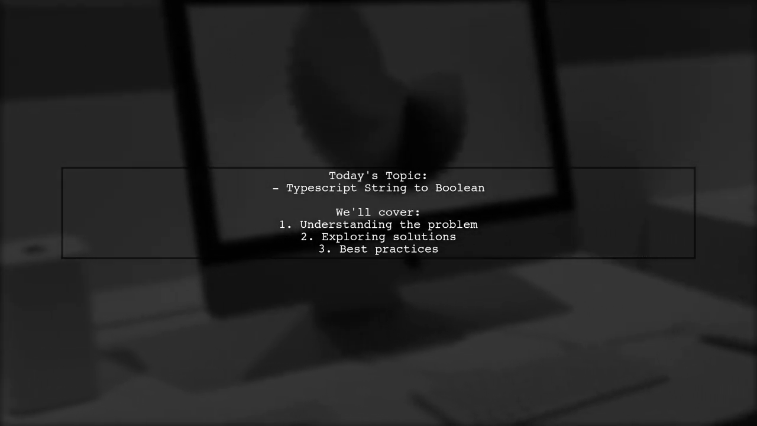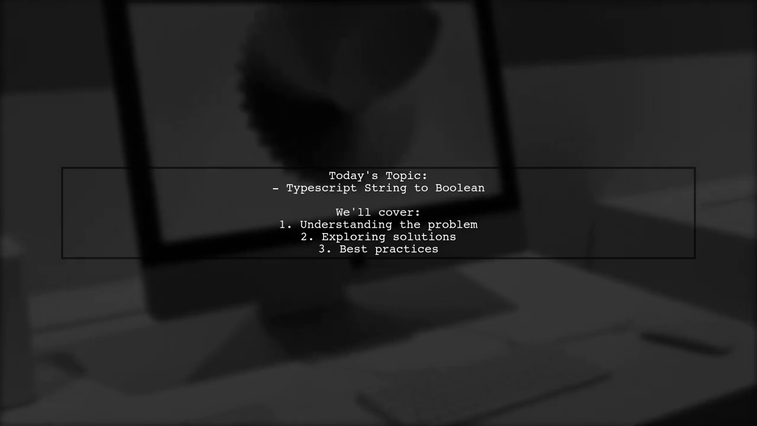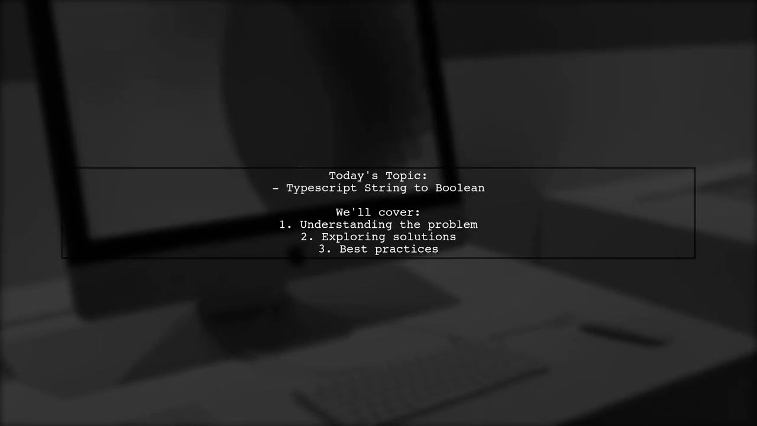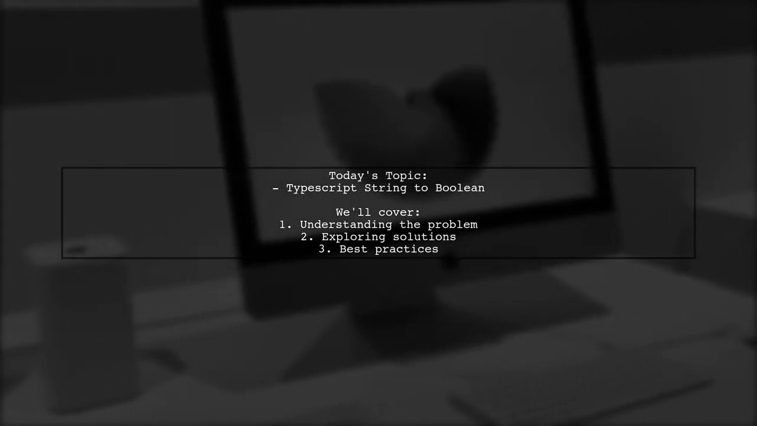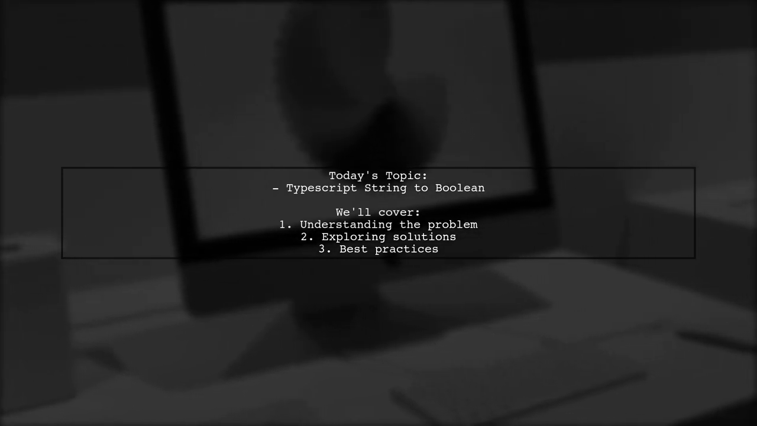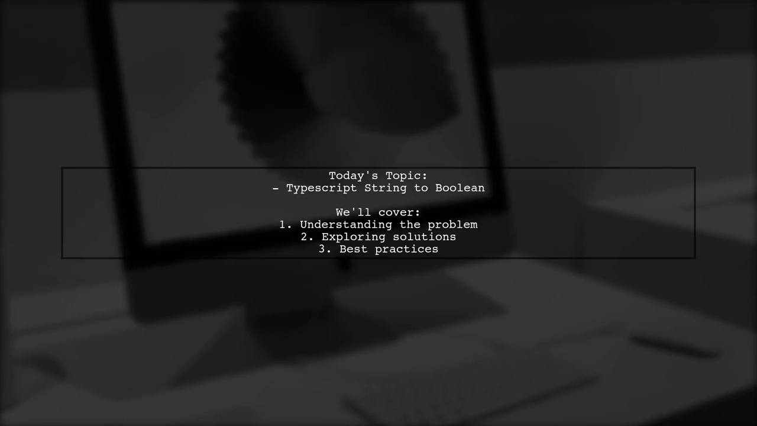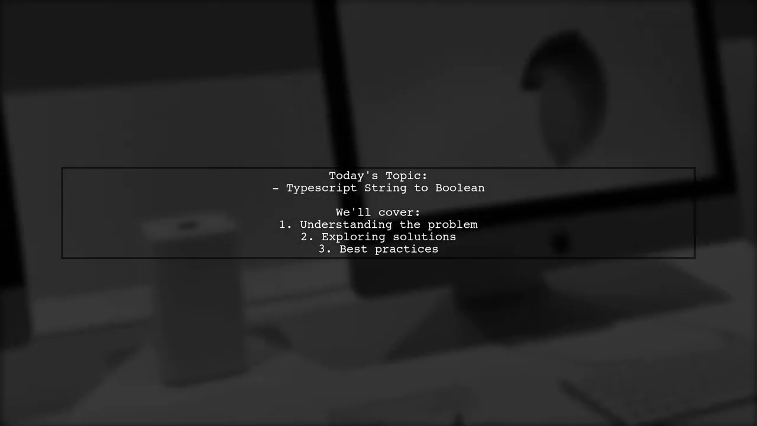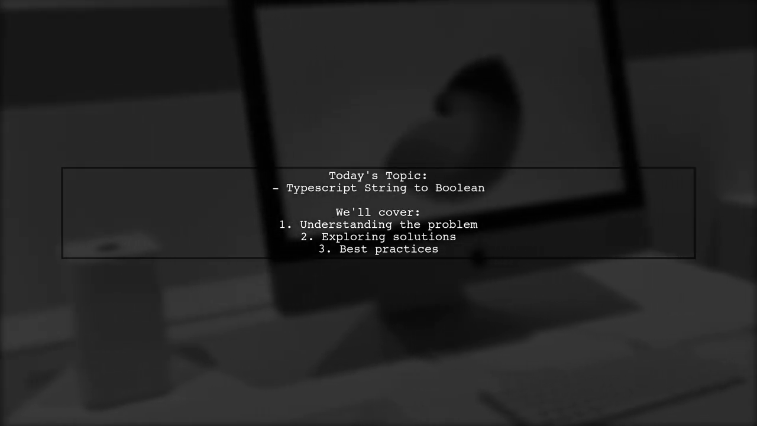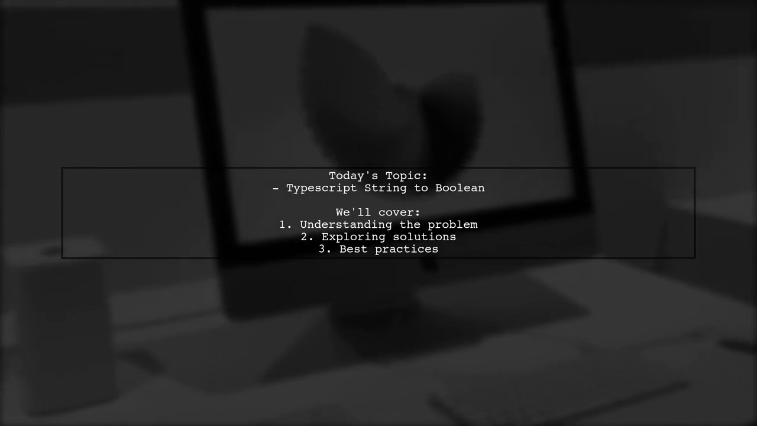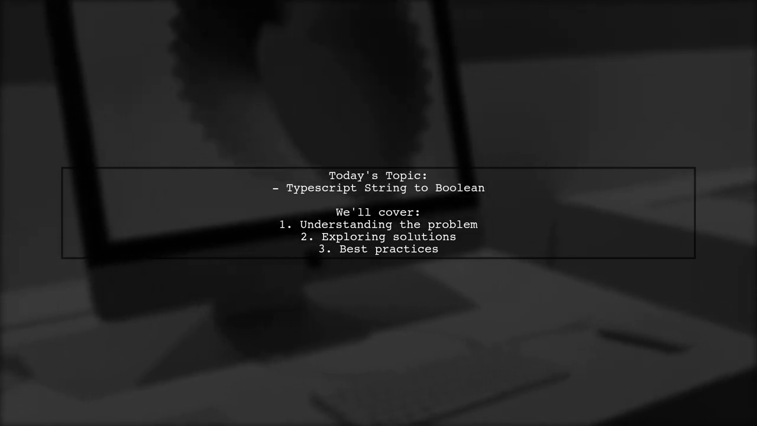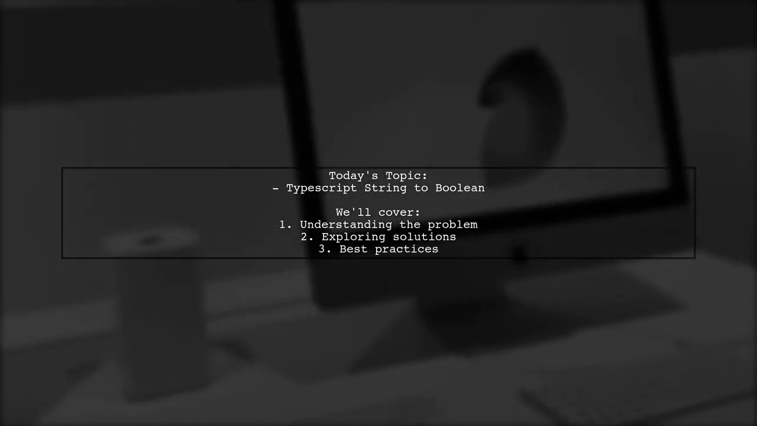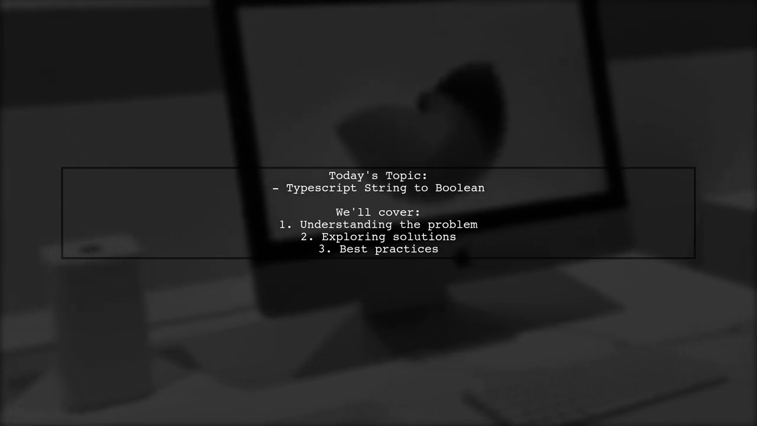Today we're tackling a question that many TypeScript developers encounter: how to convert a string to a Boolean. Our viewer is looking for a more elegant solution than the basic comparison method. They mention a common approach where a string is checked against true, but they want to know if there's a way to validate the input without extra steps, similar to .NET's bool.tryparse. Let's dive into this intriguing challenge and explore the options available in TypeScript.